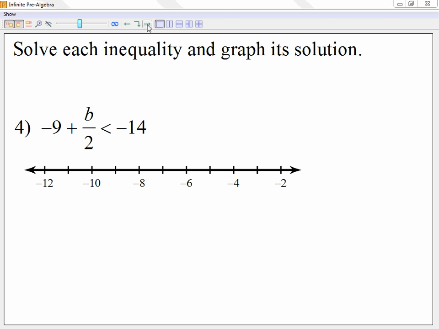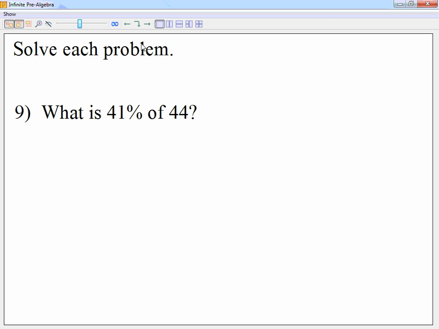Now, looking at question number 9, what is 41% of 44? Every time I give you guys a percent, and I'm asking you a percent of something, just multiply the two numbers. Right? Every time you want to know the percent of something, just multiply it. But 41%, let me write it as a decimal. Remember, move the decimal 2 places to the left. So I'm going to have 0.41. That's 41%, and then 44.